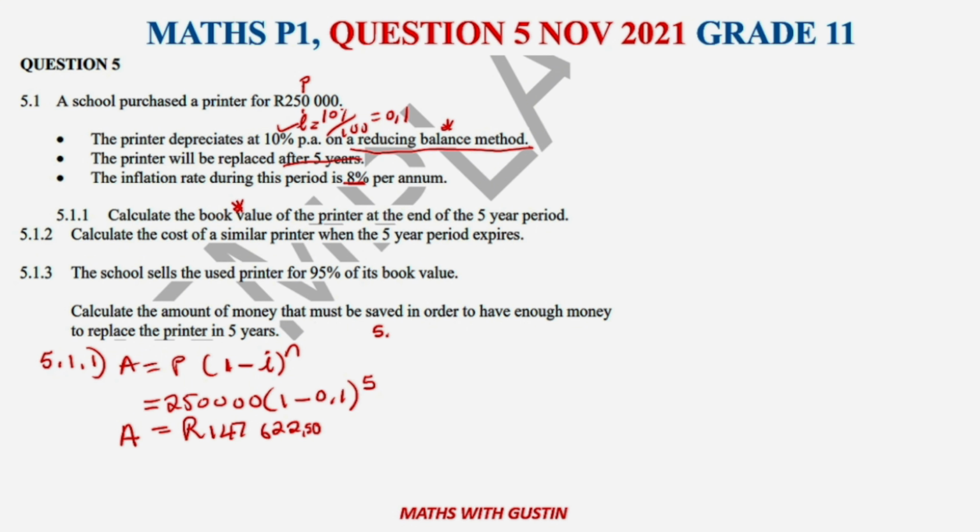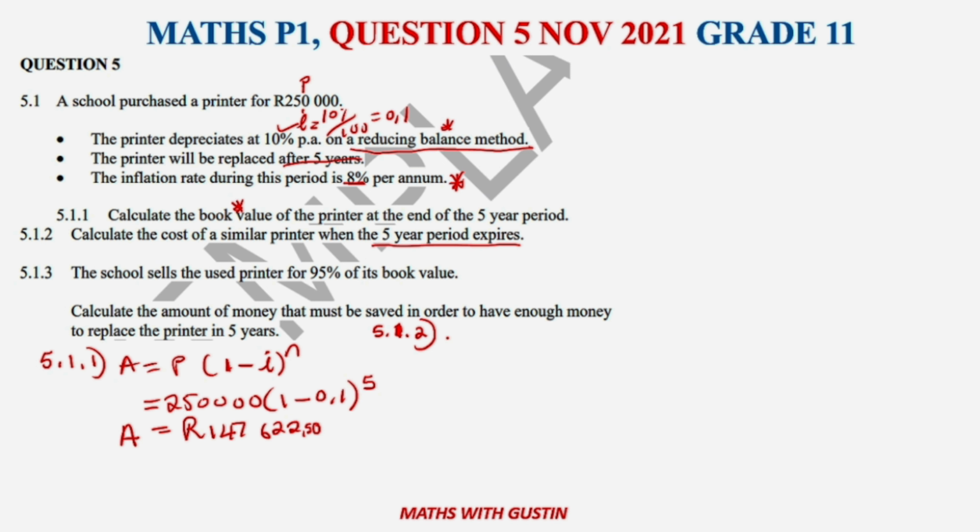Now question 5.1.2. It says that we need to calculate the cost of a similar printer when the period of 5 years expires. So now we're looking into the future. If the inflation rate is increased during this period by 8%, it means that our i is going to be 8%.